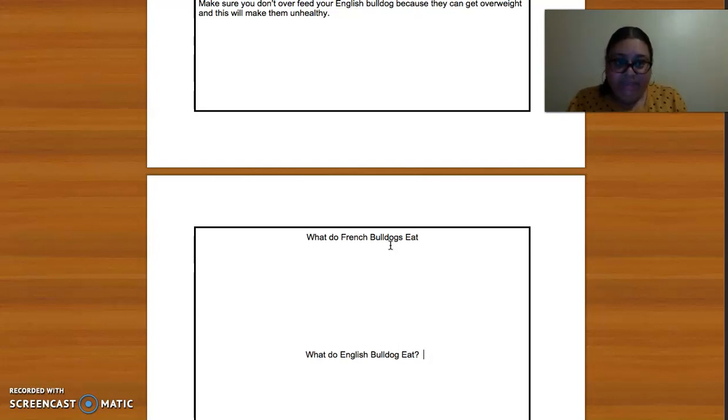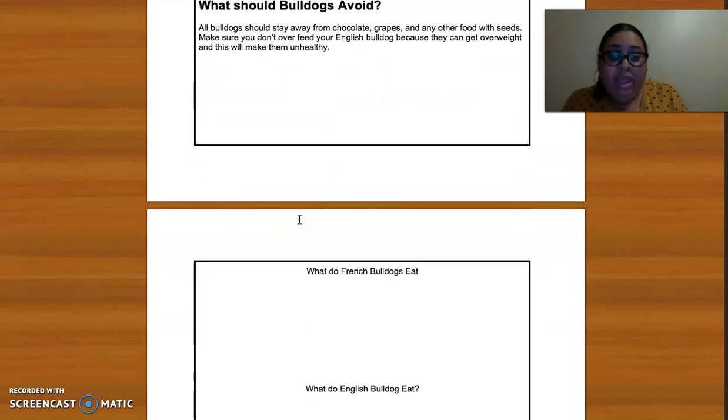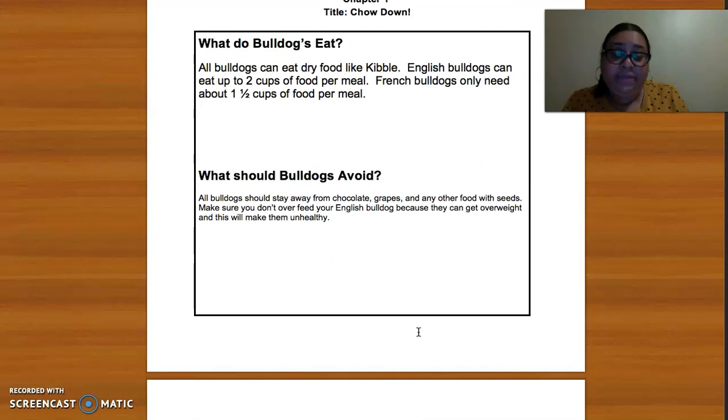If you notice, I have to make a choice. I'm still comparing and contrasting in my subtopic, but I can do it two different ways. I can have both topics or both animals in the same area, or I could have one section only for the French Bulldogs and one only for the English. The choice is totally up to you.